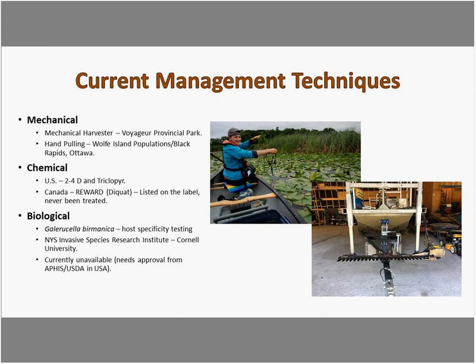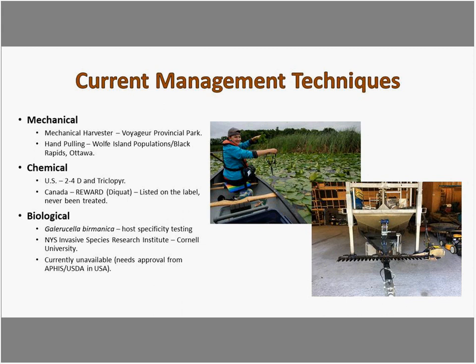So we're able to remove the entire plant relatively easily by hand, and over time, it's seen quite a good result. For chemical control, 2,4-D and triclopyr are typically what's used in the U.S. In Canada, it is on the label for Reward, with the active ingredient diquat. However, it has not been treated as of yet in Ontario.